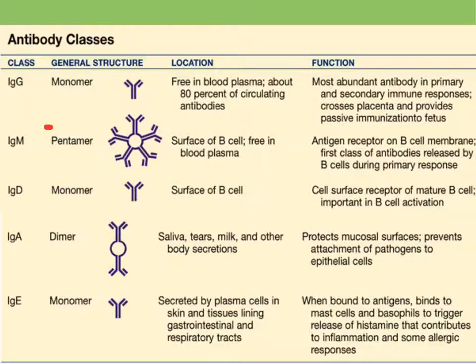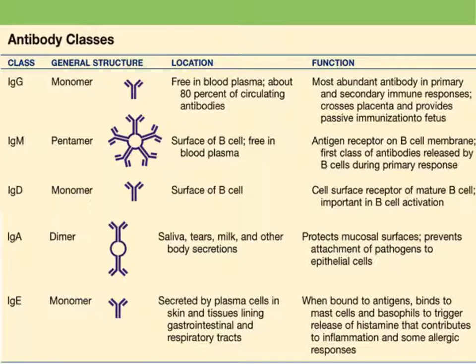Then the IgM is a pentamer, which means that it is 5 of those Y structures that are all linked together. The most abundant antibody or immunoglobulin is the IgG, and it is involved in primary and secondary immune response. Remember, this is the only one that can cross the placental barrier, mom to the baby. The IgM is the one that has the pentamer shape and is involved in the primary response.